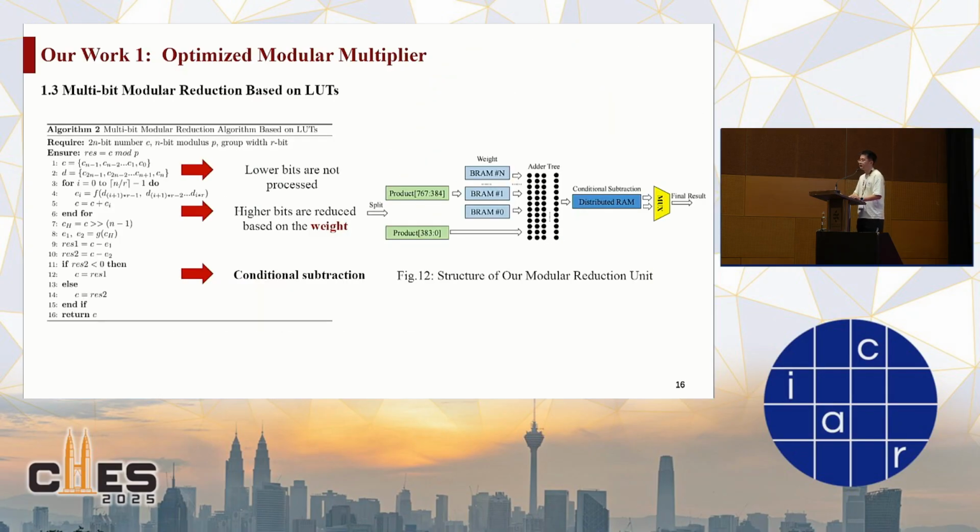The other task for the modular multiplication is modular reduction. So we propose a multi-bit modular reduction based on lookup tables. It divides the product into 2 parts. The lower bits are not processed because they are smaller than the modulus P, and the higher bits are processed based on the weights, which we can pre-compute and store in FPGA. After that, conditional subtraction is carried out to get the accurate result. The structure of our modular reduction unit is shown in figure 12.